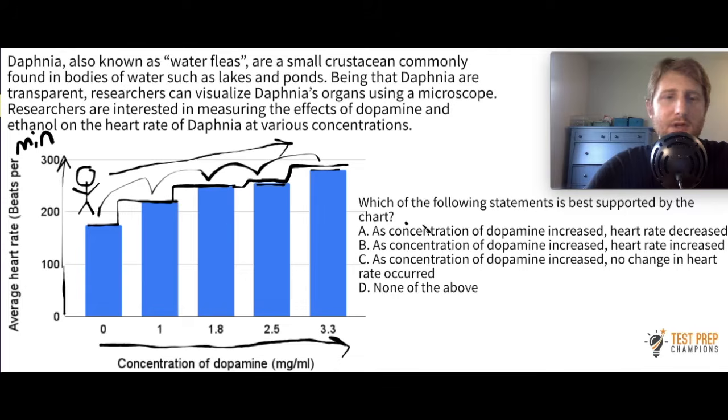Now, of course, if you can just look at the graph and you can tell that the right answer here is B. As concentration of dopamine increased, heart rate increased. You don't have to think about it like a little stick person, obviously. I just think for some, especially beginners, it can be easier to kind of visualize this like a staircase.